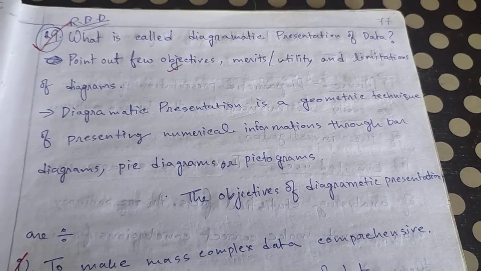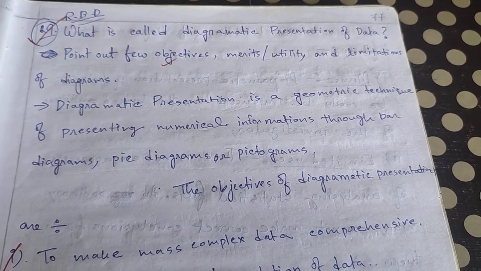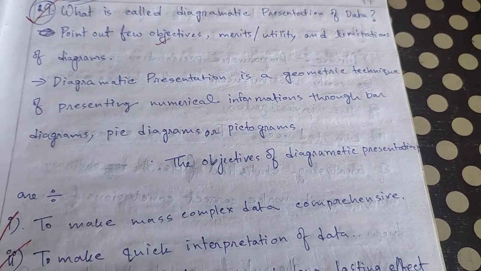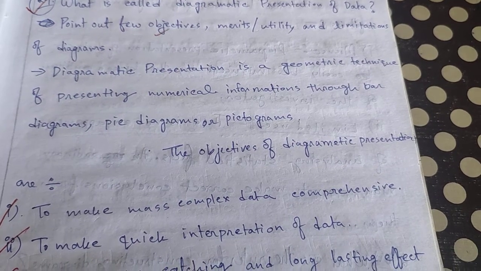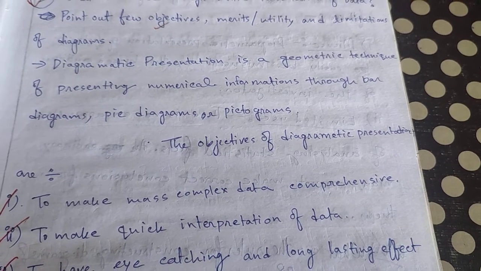Question number 9 দেখো. Very important. R.B.D Sir এটা important দিয়েছেন. What is called diagrammatic presentation of data? Point out few objectives, merits, utility and limitations of diagram. Diagrammatic presentation is a geometric technique of presenting numerical information through bar diagrams, pie diagrams or pictograms.